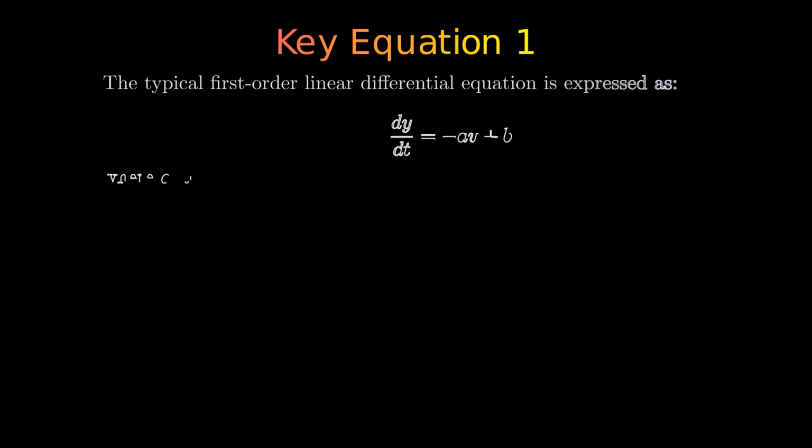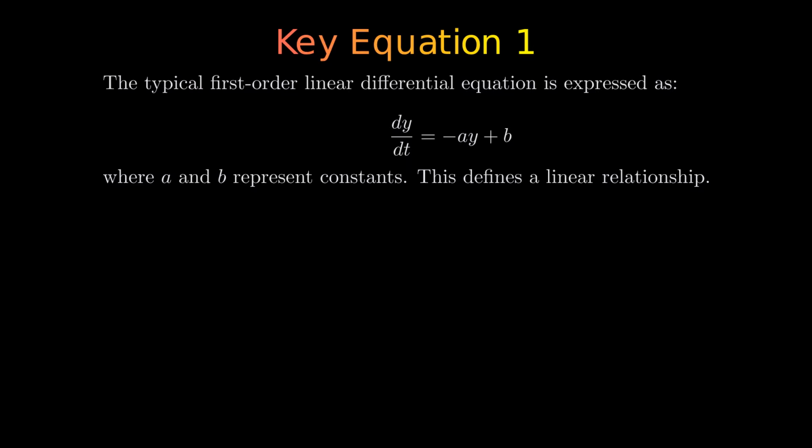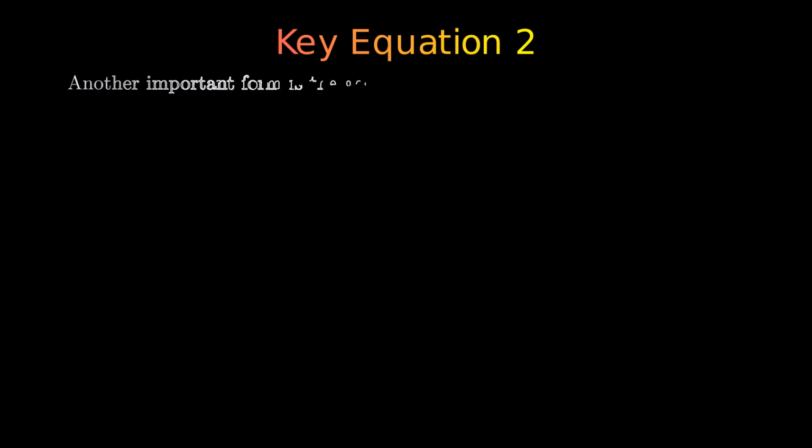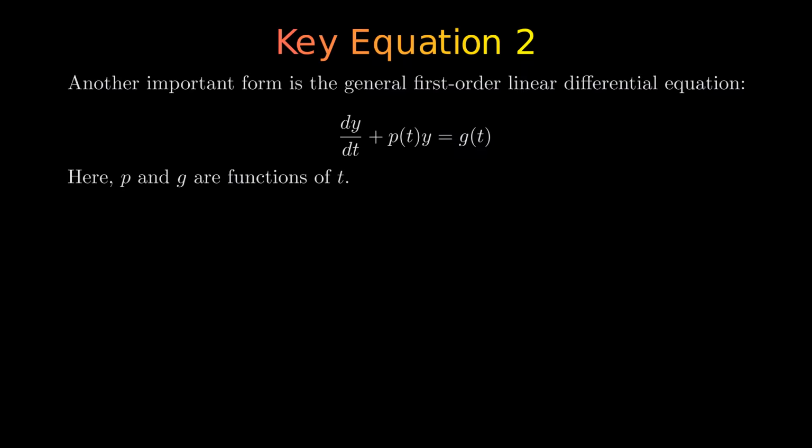The typical first-order linear differential equation is expressed as dy/dt + ay = b, where a and b represent constants. This defines a linear relationship. Another important form is the general first-order linear differential equation, dy/dt + p(t)y = g(t). Here, p and g are functions of t.